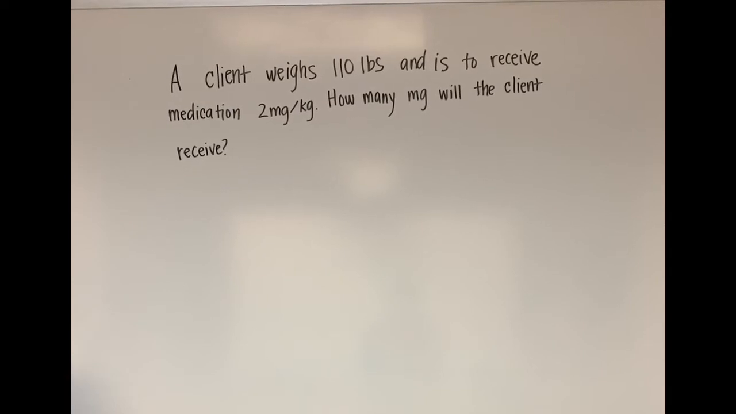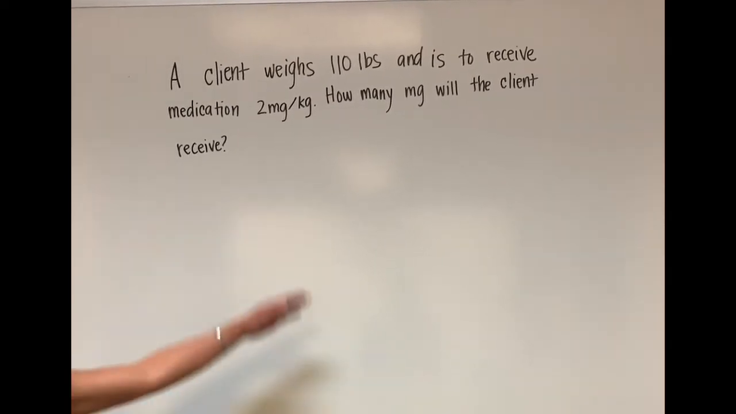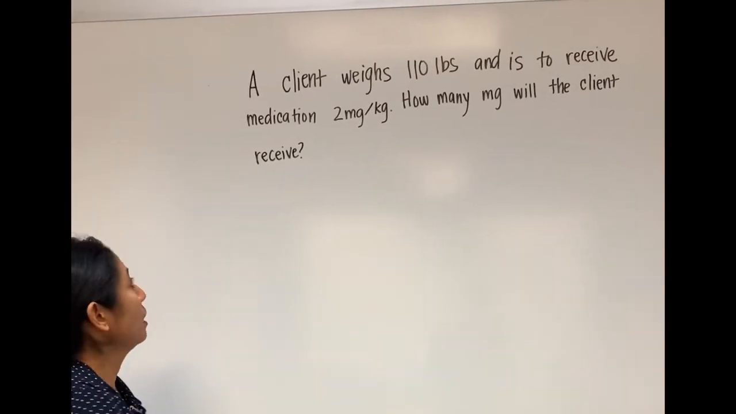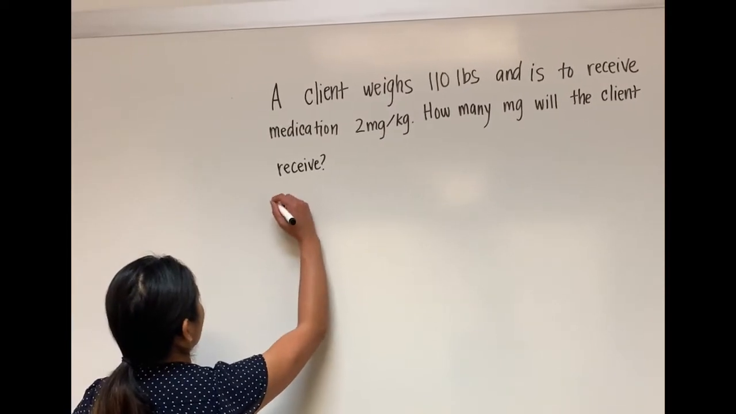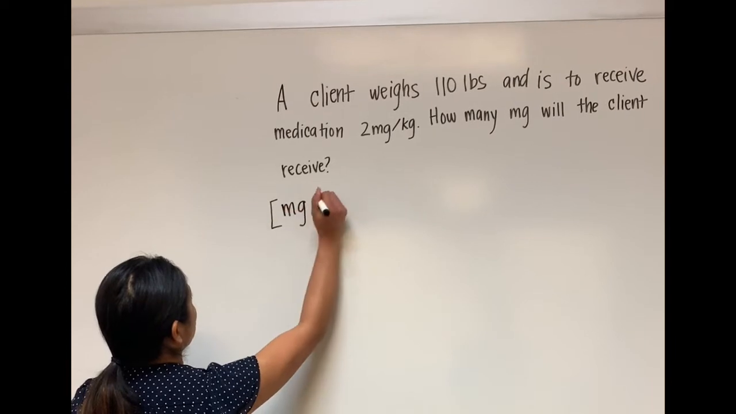So we have to think about the end in mind. What unit are they asking us for? It's listed here in the last sentence. It's asking us for milligrams. So like I said before, I like to write the unit and box it off. So we are solving for milligrams.